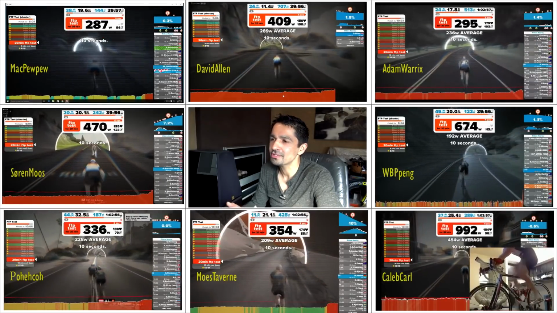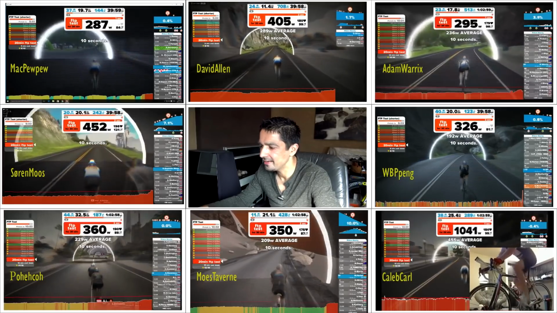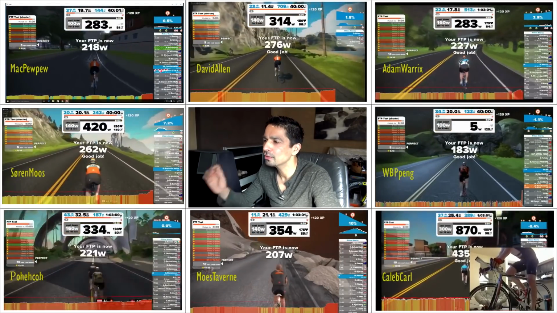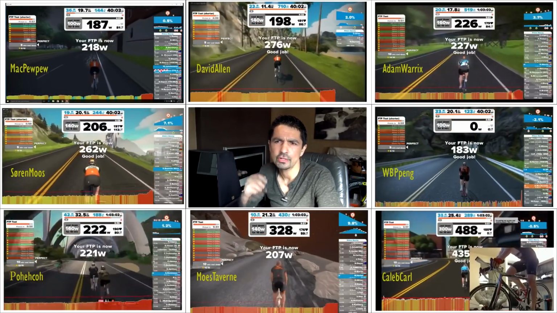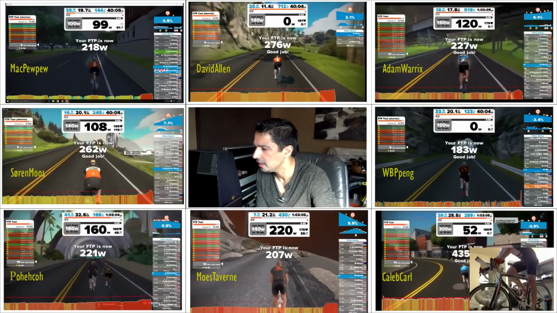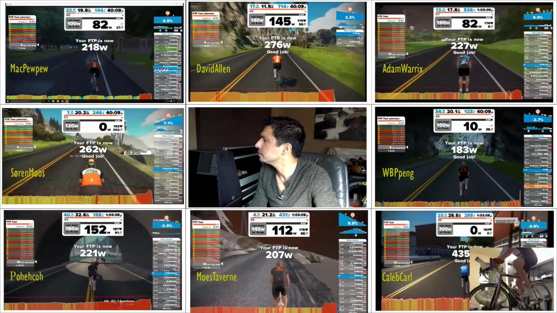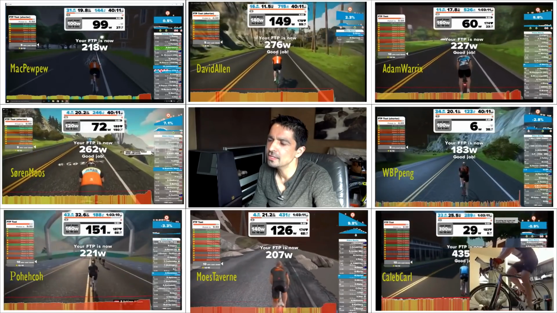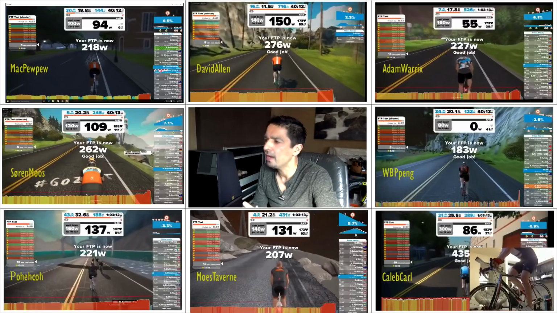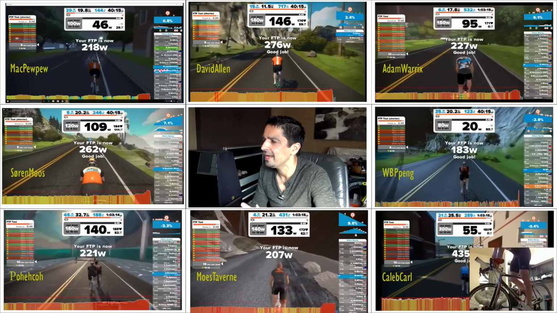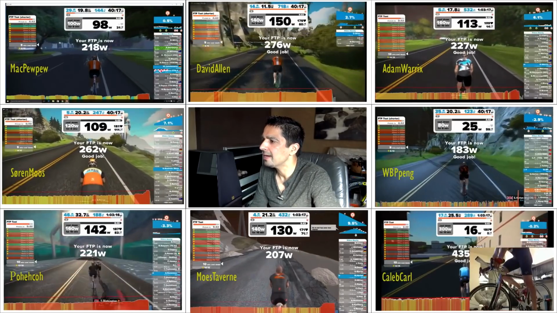So they've crossed the line now, and we can make a few conclusions based on their pace line across the whole of the ride. So let's start with McPew. McPew pretty much did a good kick at the end, but I'd say a little bit unprepared, but not taking anything away. David, excellent pacing throughout.